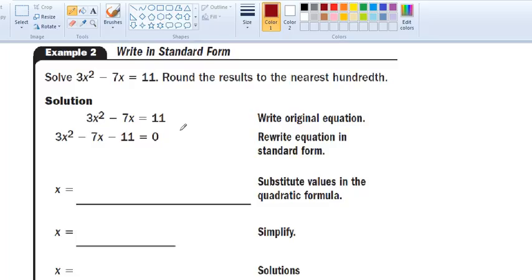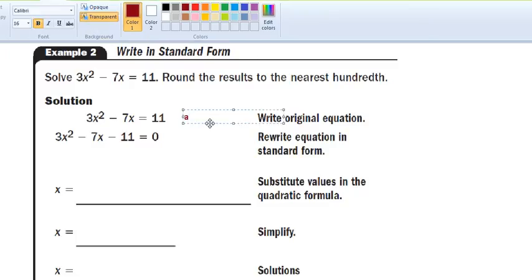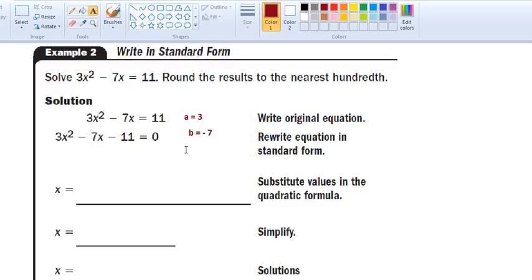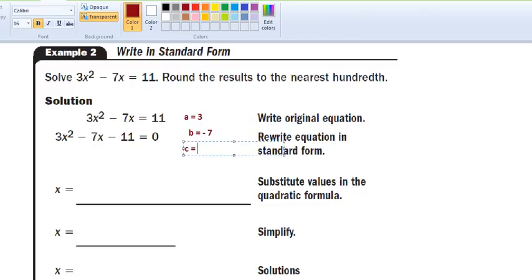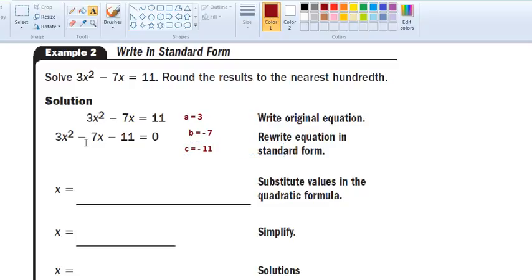Okay, now what we have to first identify is, what's the A, what's the B, what's the C? So let's do this real quick. A is going to be, from here, a positive 3. And then B is a negative 7. And then C is negative 11. Now it's coming right from this area right here. There's the A, there's the B, and there's the C.